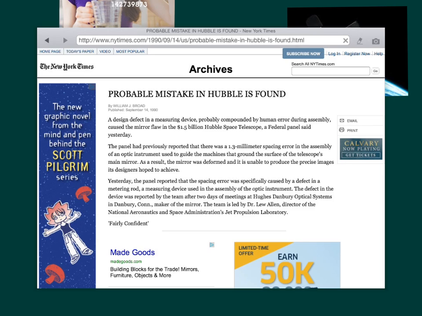Here I have an article that I found about the Hubble Space Telescope error that was made back in the 90s. You'll notice that it says that a design defect in a measuring device ended up costing a $1.5 billion mistake. And the error was human error, and it ended up just being something like a 1.3 millimeter spacing error in the assembly of the mirror, which is the optic instrument, that ended up causing this Hubble Space Telescope to not work the way it should. So they had to actually remake the assembly, and it cost a lot of money.